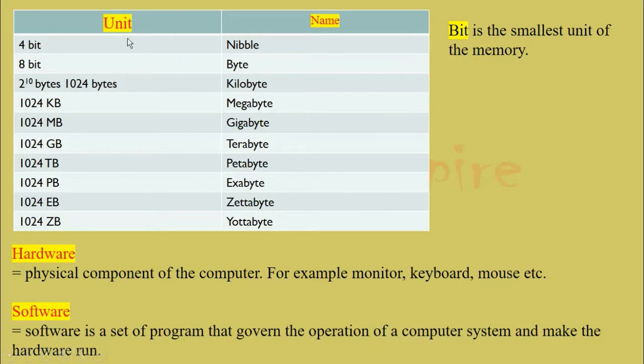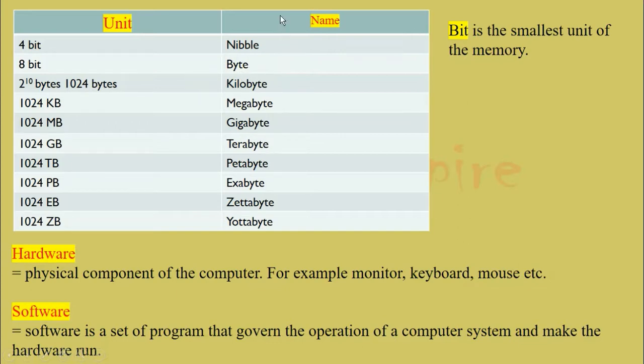So we have different units of memory. Note that bit is the smallest unit of the memory. 4 bits is equivalent to a nibble, 8 bits is equivalent to a byte, 2 to the power 10 bytes, that is 1024 bytes, is equal to 1 kilobyte, and so on. Yottabyte, after yottabyte there are units, but it is not necessary to remember all this information. Just keep in mind that 4 bits is equal to nibble, 8 bits is equal to byte, and the rest you can deduce by yourself.